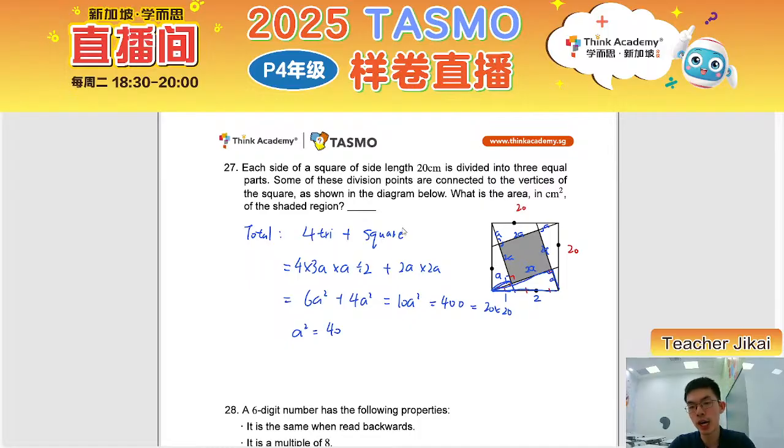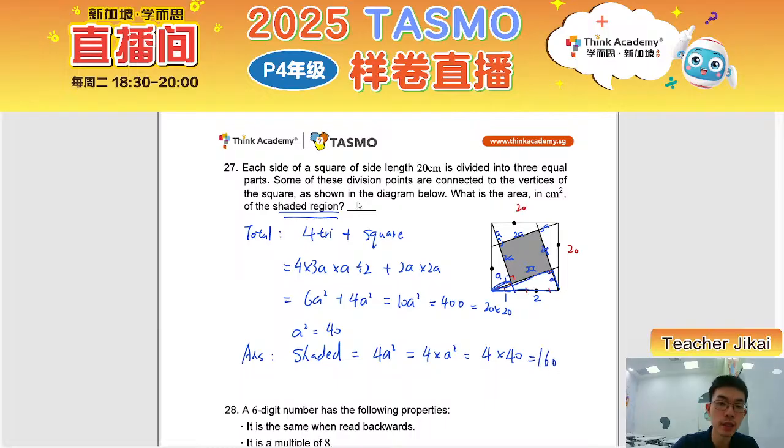So do we need to calculate A here? No need, because it is asking for the area of the shaded region. The shaded region we already know is 4A squared, 2A times 2A, where the side is 2A. So shaded is 4A squared, equal to 4 times A squared, and we know A squared is 40. So 4 times 40 will give you 160. We don't need to get A here.